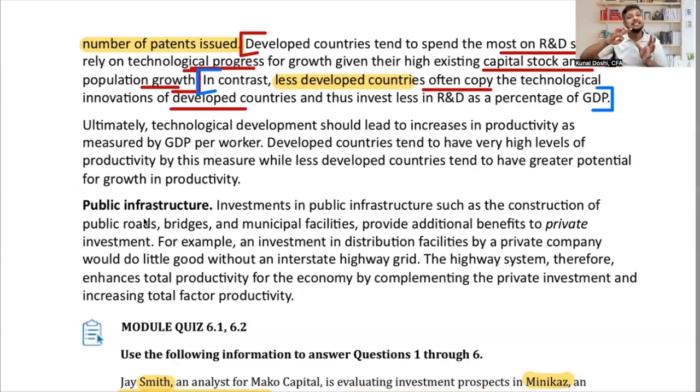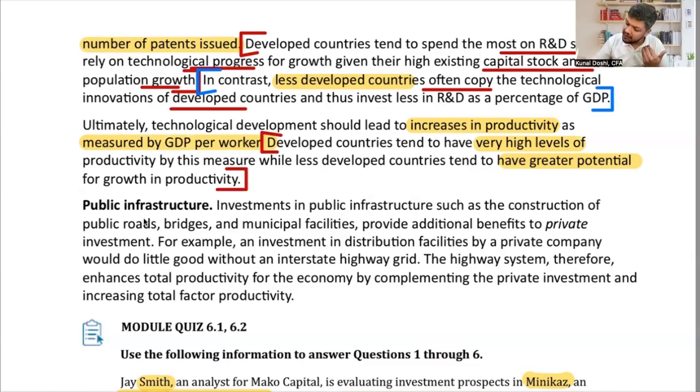So basically, less developed countries, when they copy the technological innovations, they also start spending more in R&D. So they also end up growing. Ultimately, technological development should lead to an increase in productivity as measured by GDP per worker. Yes, growth in technology can help grow GDP per capita also. Developed countries tend to have a very high level of productivity, while less developed countries tend to have a greater potential. So both developed countries and developing countries will benefit from this.